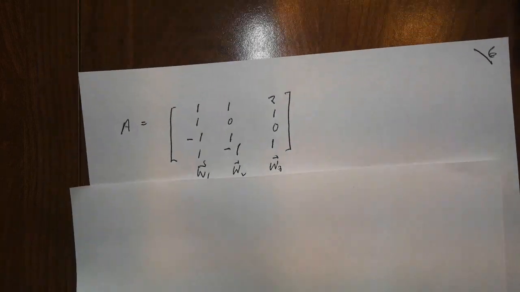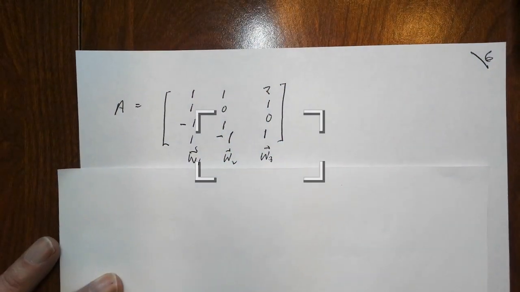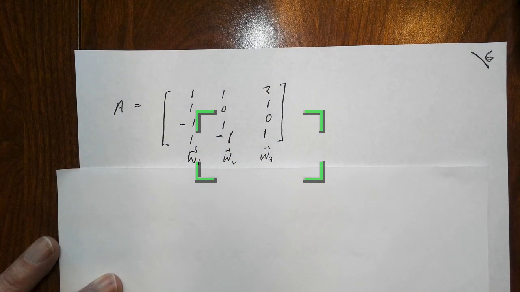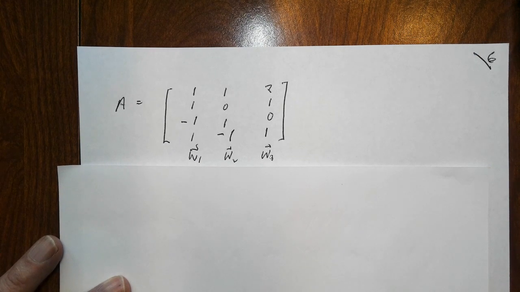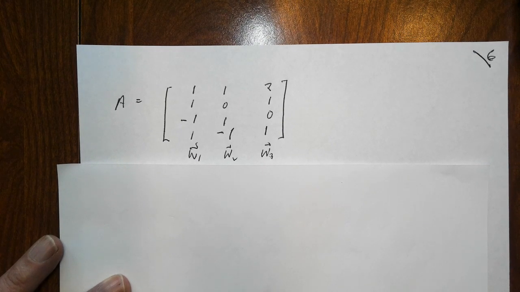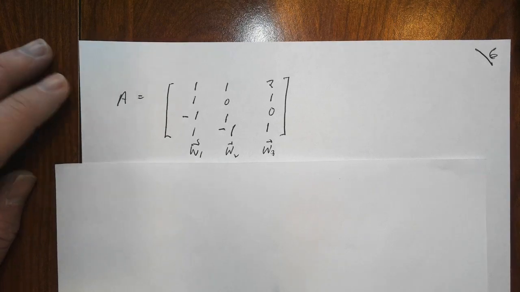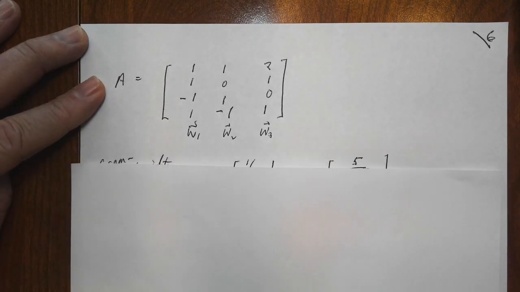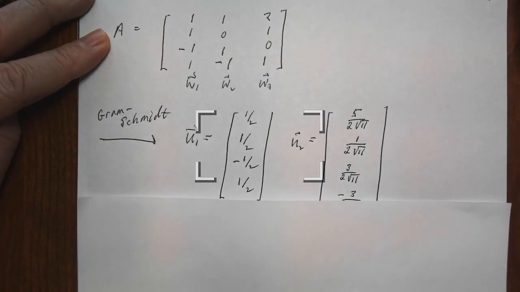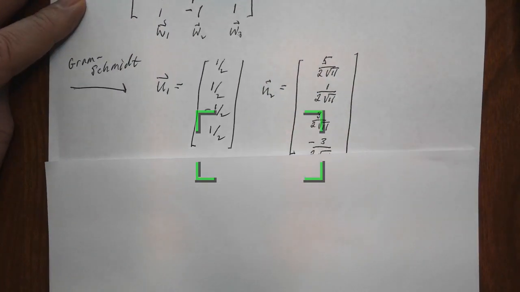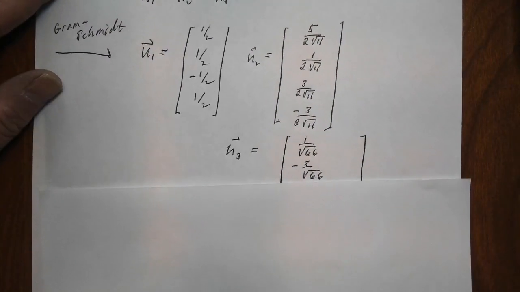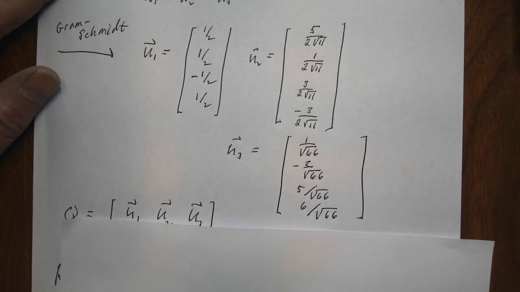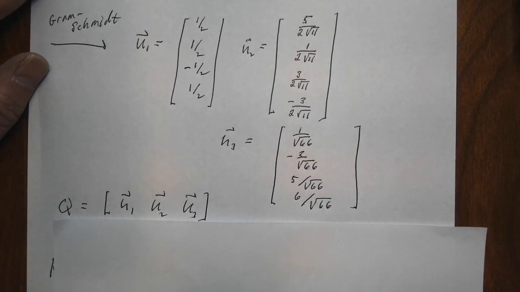Here's an example. Here is a 4x3 matrix whose columns are given as follows. In a previous video, I showed how we could take those column vectors W1, W2, W3, and perform Gram-Schmidt to get new orthonormal vectors U1, U2, U3. I'll let you stare at the entries here for a moment.